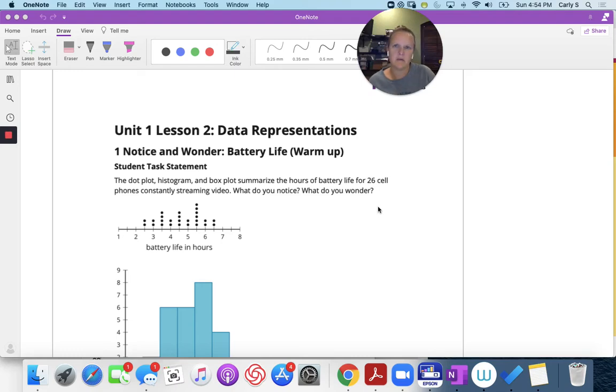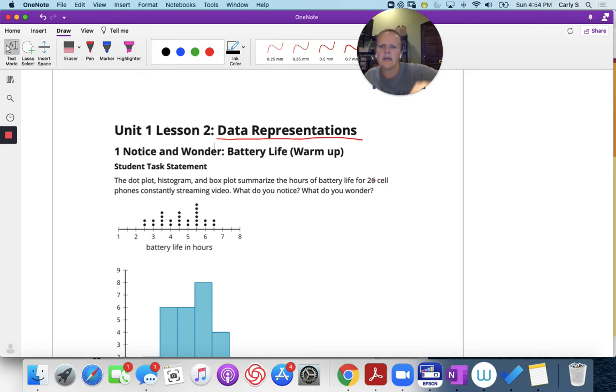Hey there, Algebra 1. We are in Unit 1, Lesson 2. We're talking about data representations today, what you see right here, data representations. How do we represent data? Let's look at this first, notice and wonder.